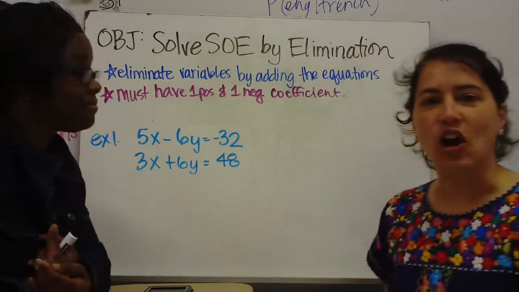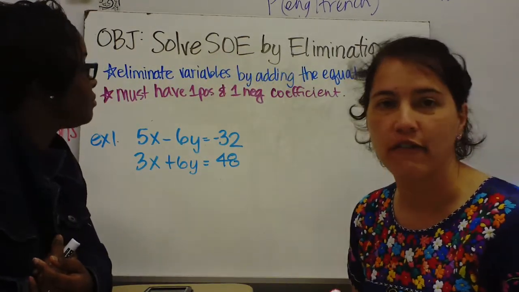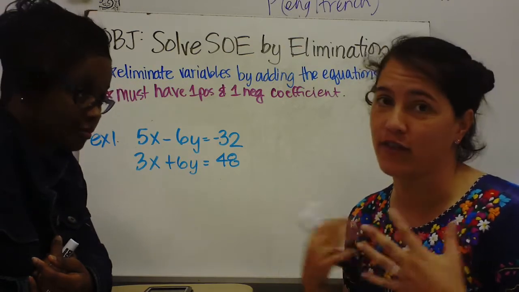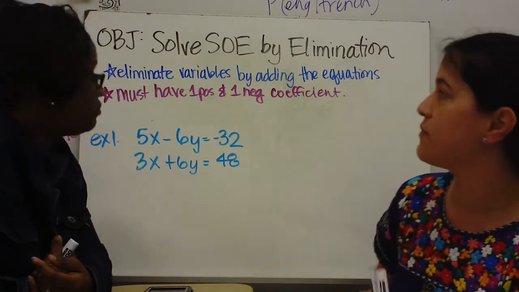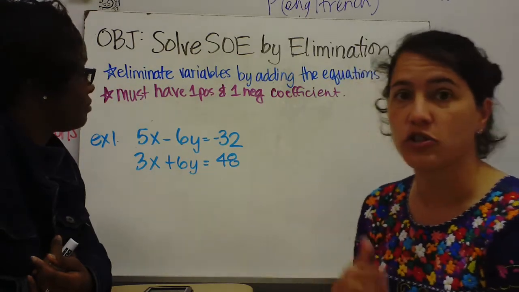Today's objective is solving a system of equations by elimination. We've gone over graphing, we've gone over substitution, and so this is my favorite, at least, elimination. So to eliminate means to get rid of or to do away with.